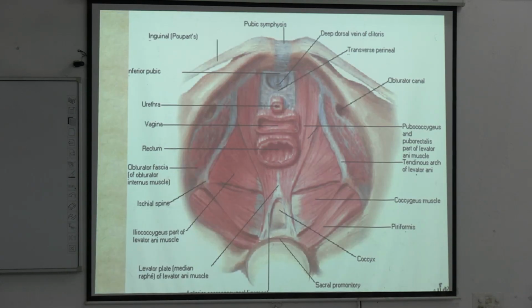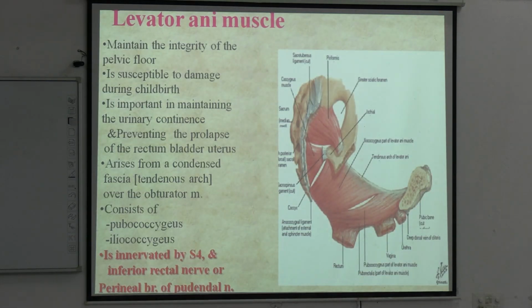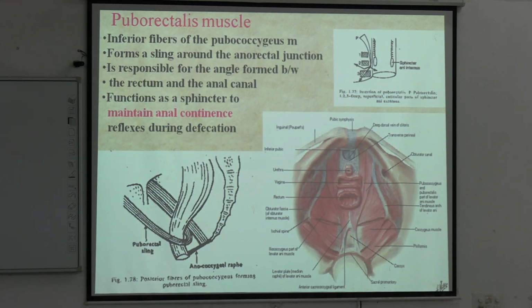So we have fibers of the levator ani surrounding the rectum and anal canal and making a sling. We call them the puborectal sling. This muscle fiber, slinging around the rectum anal canal junction, we call the puborectal sling. Now what is the function of the puborectal sling? It is present at the rectum and anal canal junction, and when this muscle contracts, it makes an acute angle between the rectum and the anal canal.